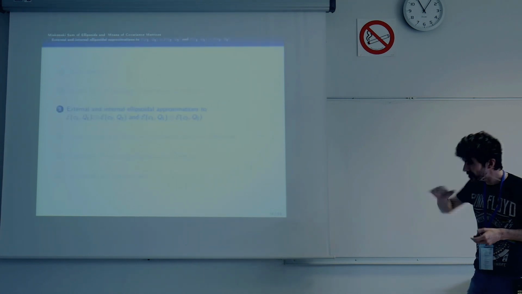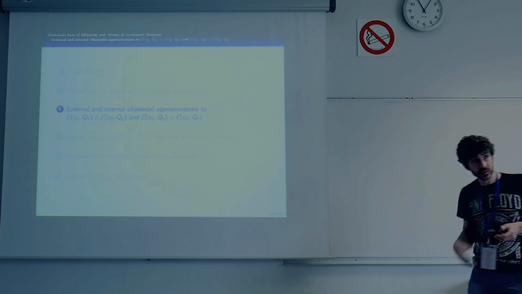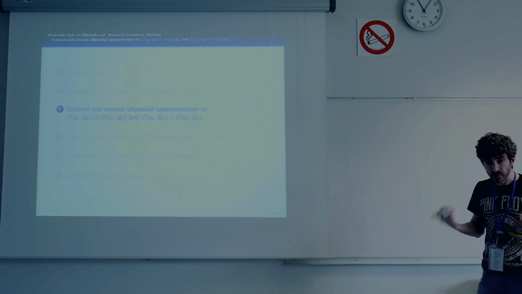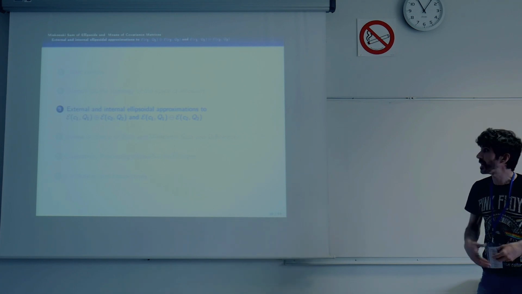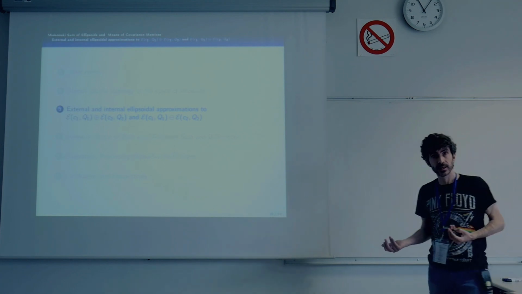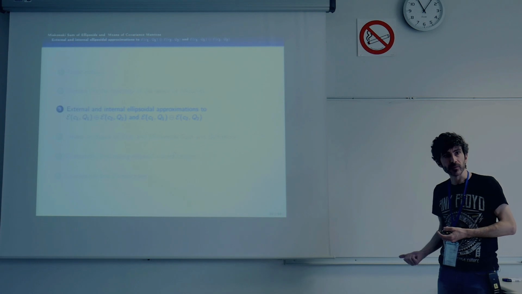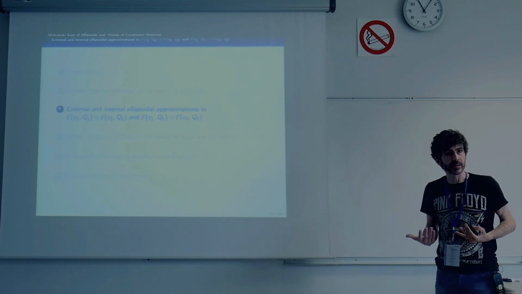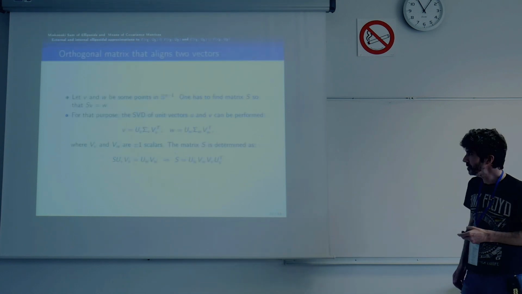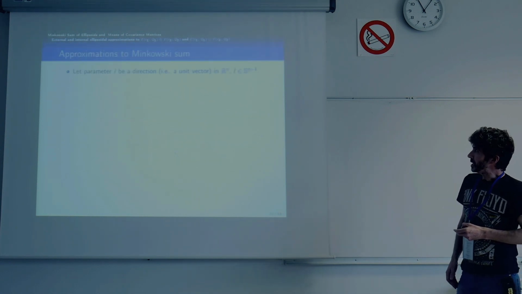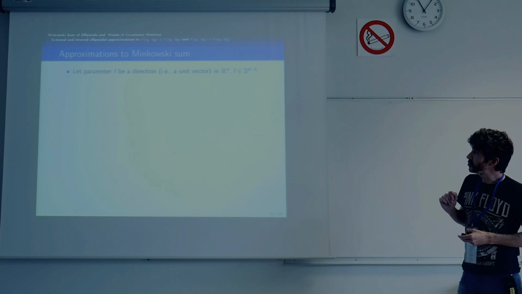So let's come back to the beginning of my talk. Remember, we have the Minkowski operation between ellipsoids, which is no longer ellipsoidal, and we would like to approximate that by an ellipsoid. We would like to have a good approximation, an approximation where we can control the degree of the approximation. So let me start with the approximation of the Minkowski sum.